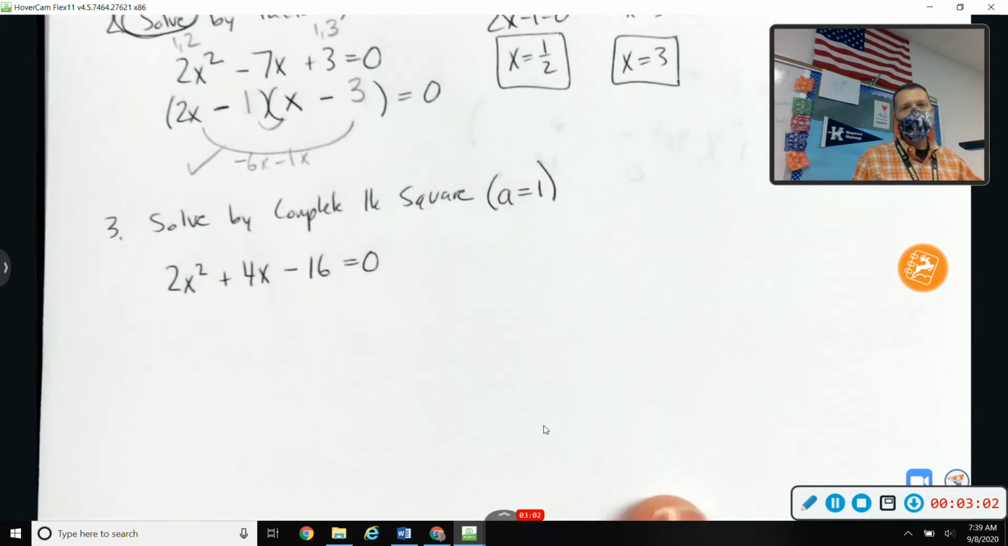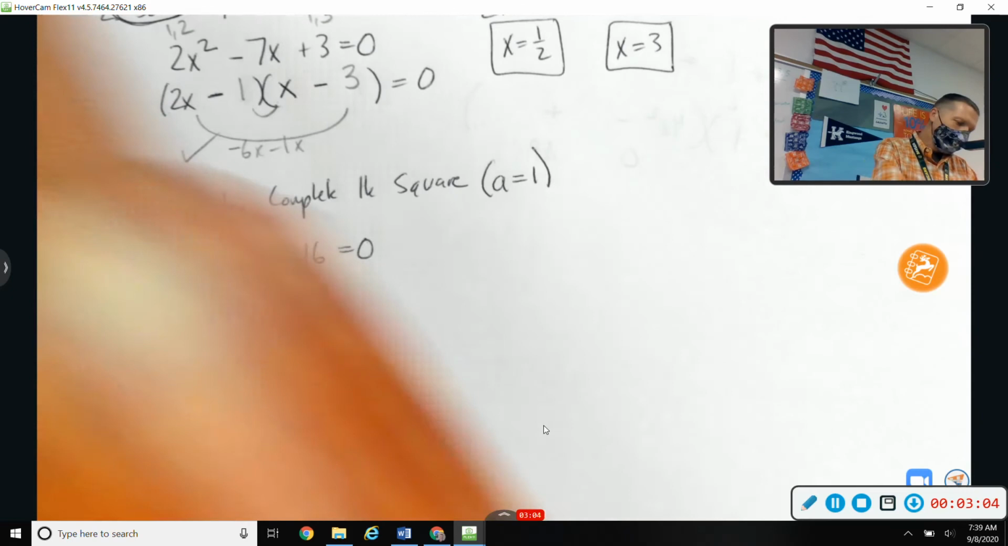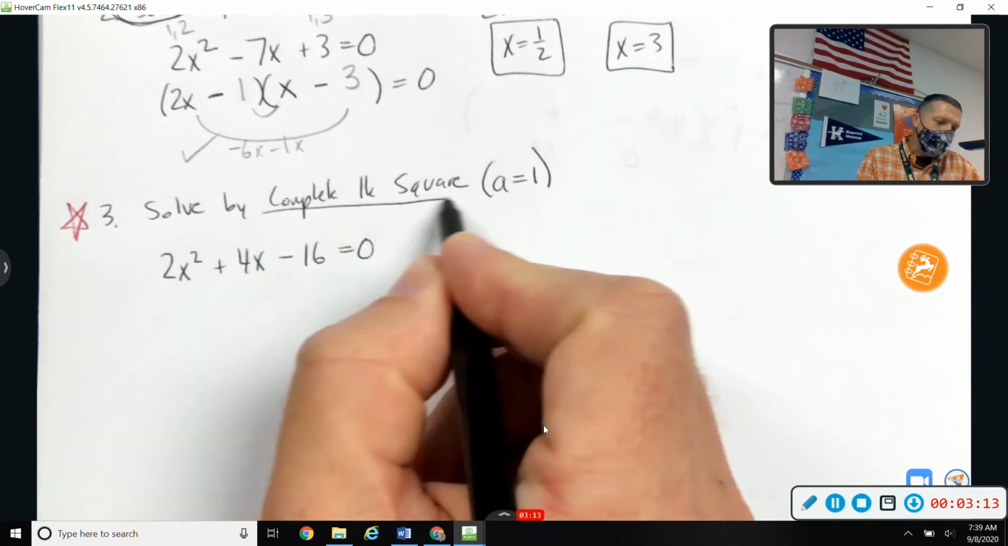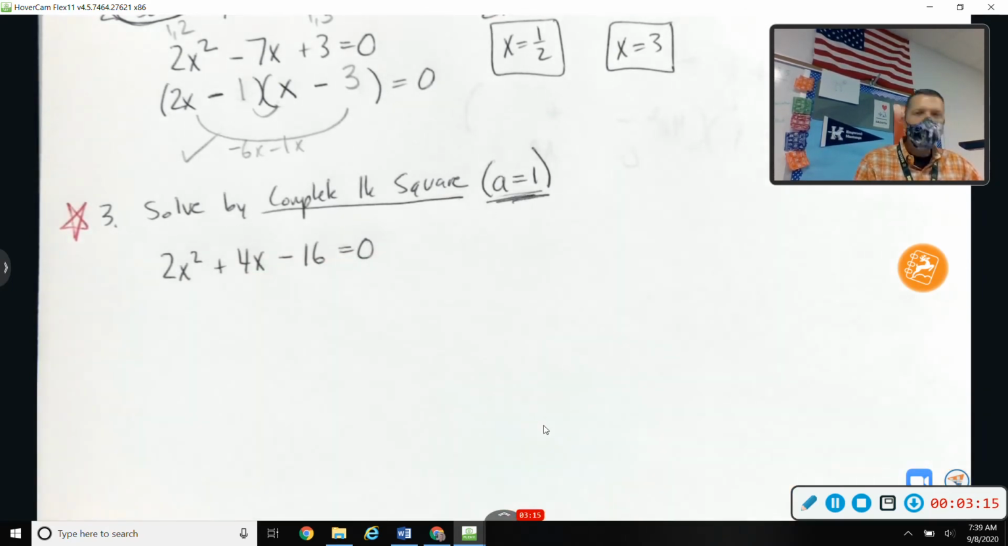Number 3, solve by complete the square. This one is test inspired. That's what prompted me to even do warm-ups in the first place today. I worked the key last night and thought, well, wait a minute, I don't know that we've done a complete the square where a wasn't 1.